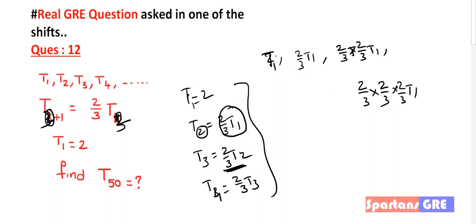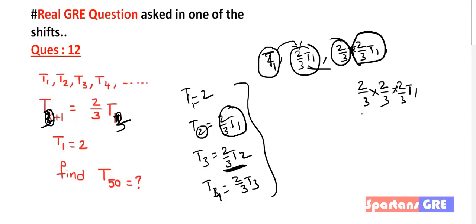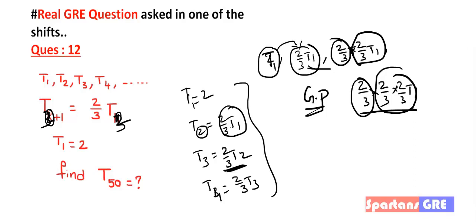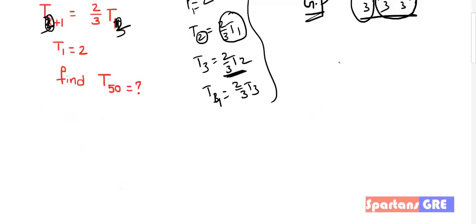If you observe, it is T1 here, and T1 is being multiplied by 2 by 3. Then again this complete term is being multiplied by 2 by 3. Now again this fourth term, this complete term is being multiplied by 2 by 3. So in a series, if a number is constantly multiplied with each and every term, that series is called a GP series, geometric progression. Whereas if an addition takes place, then it is called arithmetic progression. So here the series is going in geometric progression. So Tn will be a into r power n minus 1.